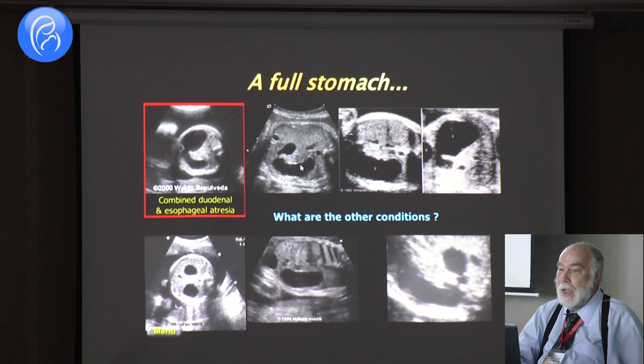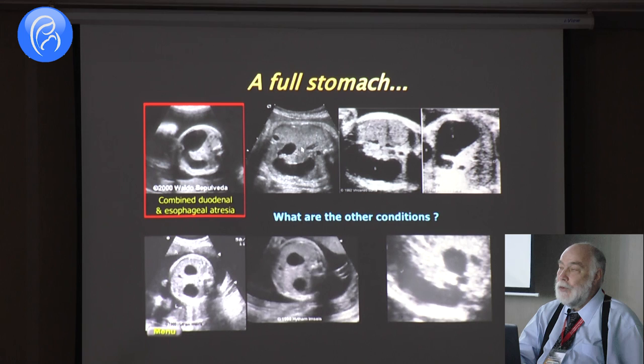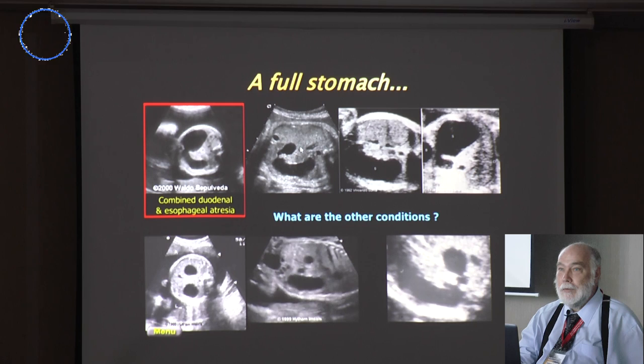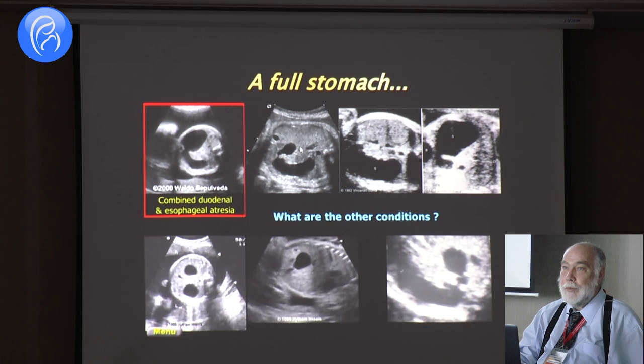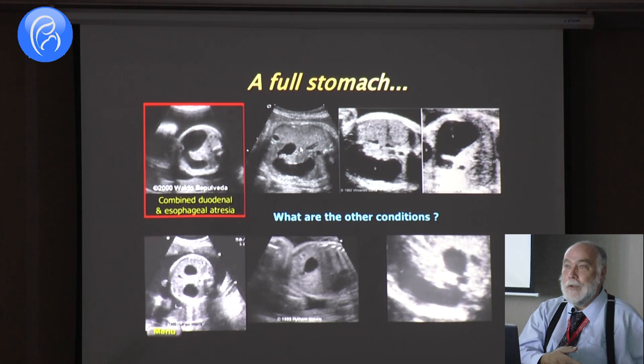How about the amniotic fluid? Can you have duodenal atresia without polyhydramnios? Yes or no? No. The only time you get duodenal atresia with no polyhydramnios is when the mother just ruptured her membranes. And then she will tell you, I was doing some shopping and I ruptured my membranes.